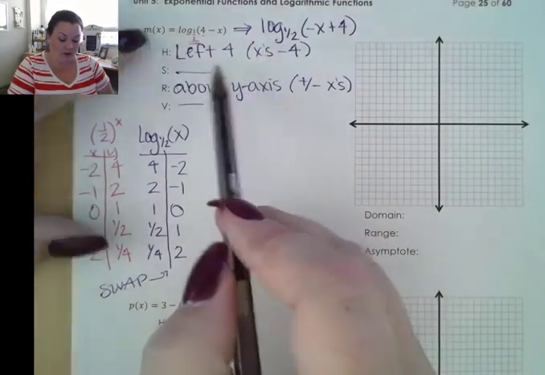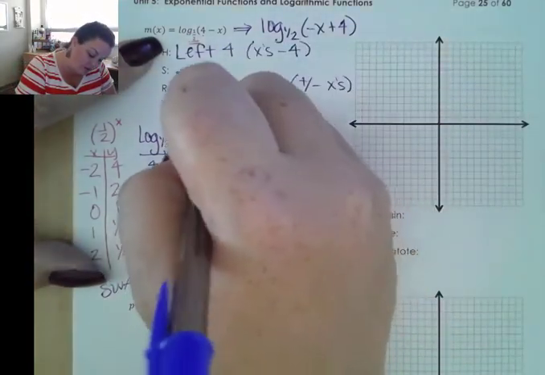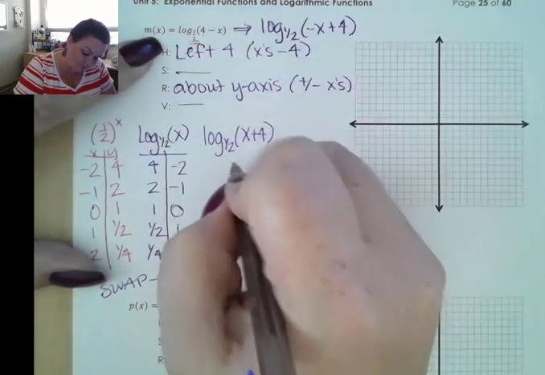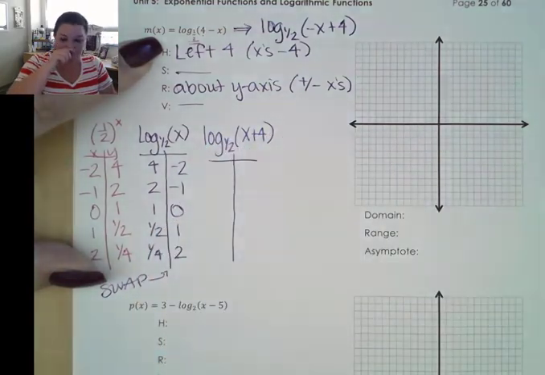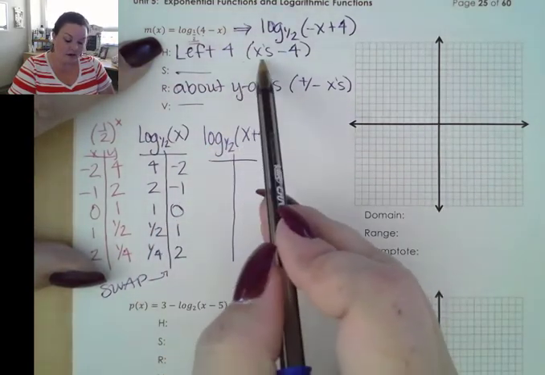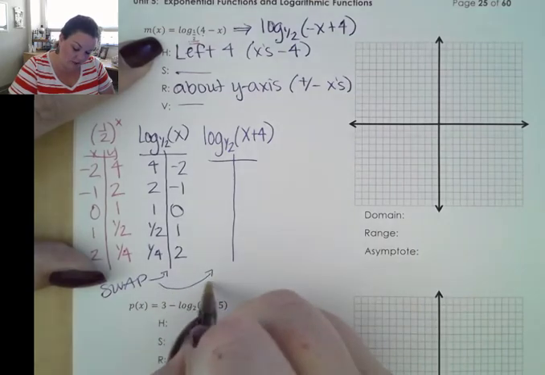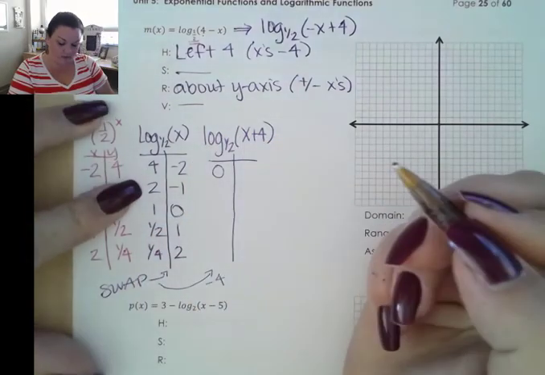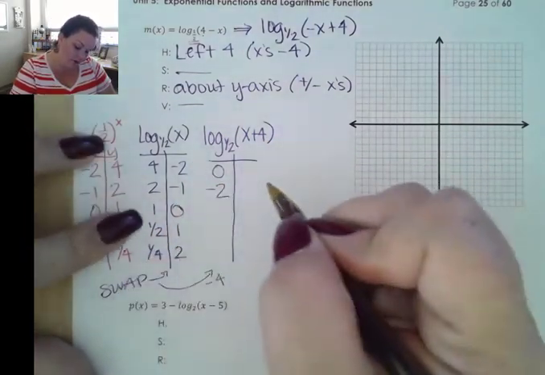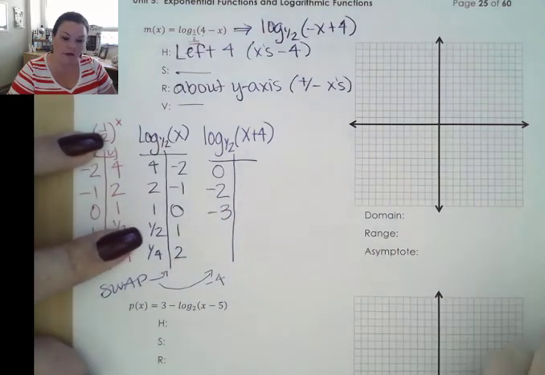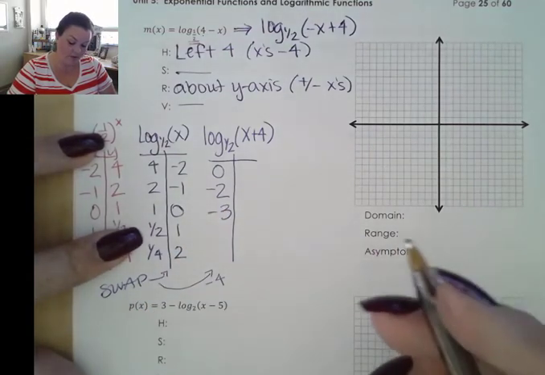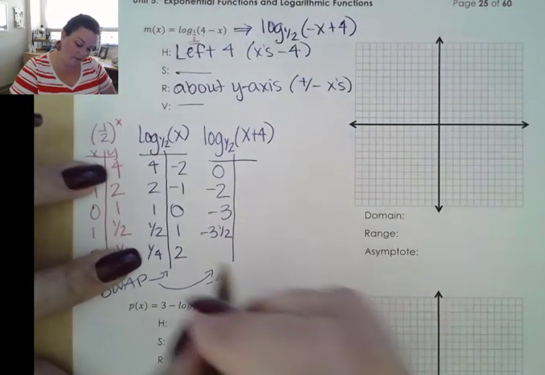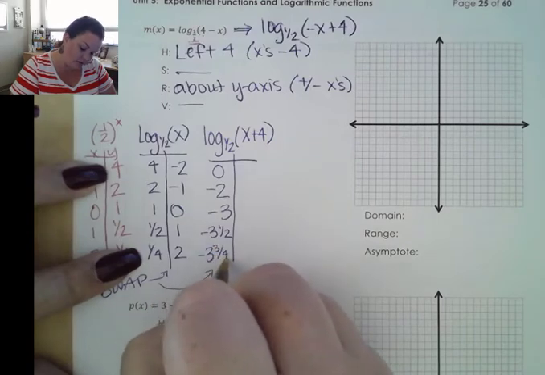All right, so let's start with our horizontal shift. So now this looks like log base 1/2 of x plus 4. To do a horizontal shift, we're going to take our x's from the previous table and subtract 4 from them. So 4 minus 4 is 0. 2 minus 4 is -2. 1 minus 4 is -3. 1/2 minus 4 is going to be -3.5. 1/4 minus 4 is -3 3/4.